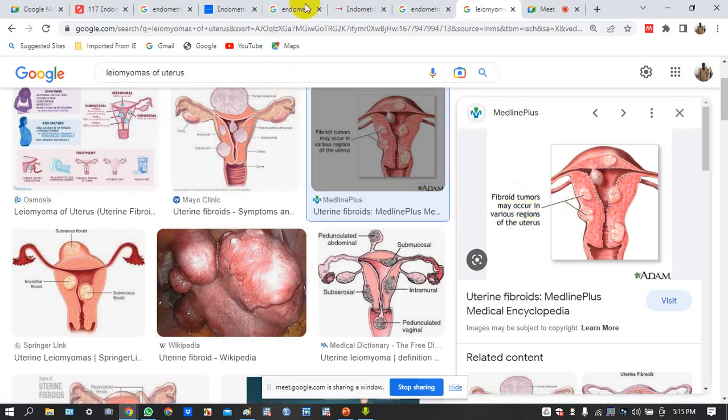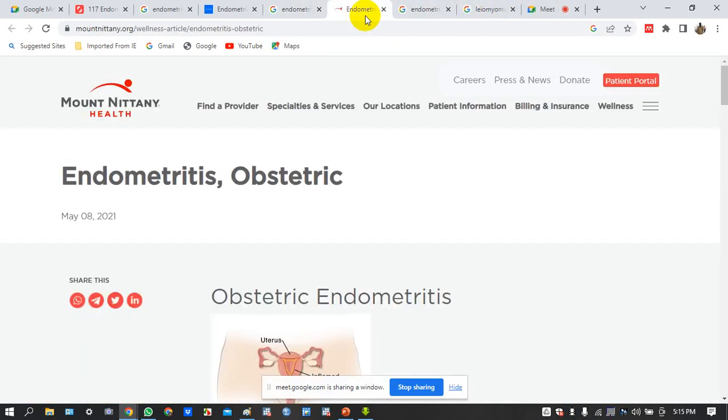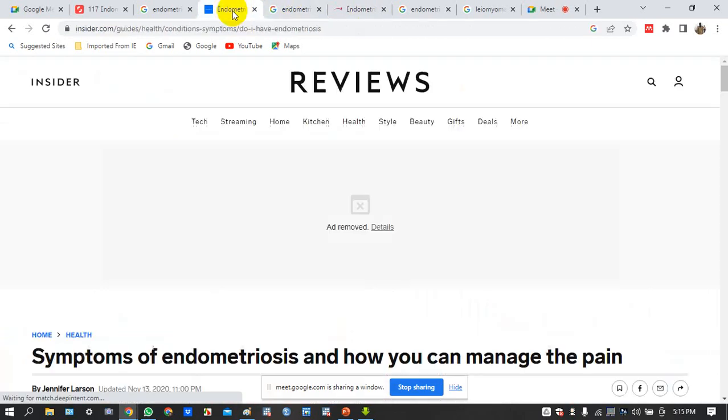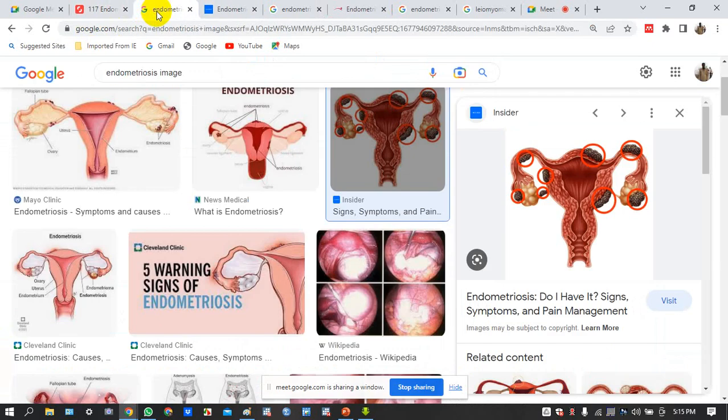Okay. Then let's go and look at endometrioma or endometriosis. Endometriosis, where is it? Endometriosis. Wow. Endometriosis is here. Very interesting. So for endometriosis, this endometrial tissue, the endometrial tissue lying here, the tissues will leave.